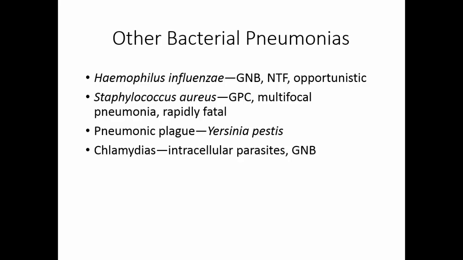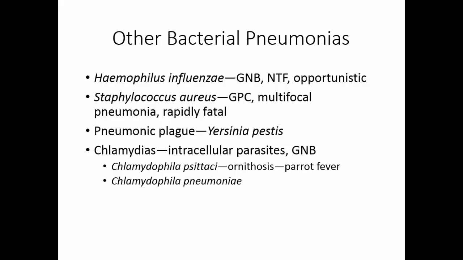These are gram-negative bacilli. Chlamydophila psittaci causes ornithosis. This is also known as parrot fever. Birds are actually the reservoir for this organism, and people who are too close to their birds sometimes get this particular type of pneumonia. Chlamydophila pneumoniae is the other cause of chlamydial pneumonia. Both of these are relatively mild diseases that can be treated with antibiotics.